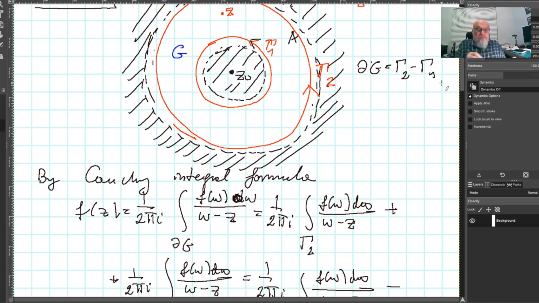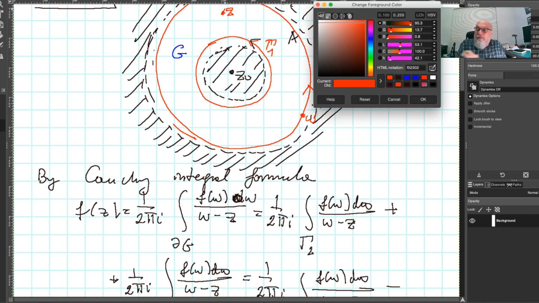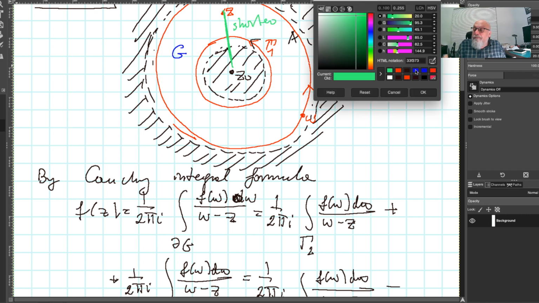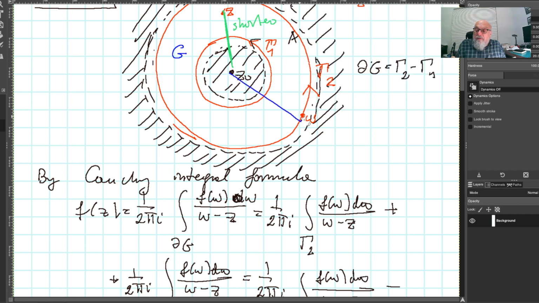Then I look at the picture. Where is gamma 2? Gamma 2 is here, so w belongs here, z belongs here. So we have two distances. One distance is from z0 to that one. So the green one is the short one. This is shorter. And the blue one, which is that one, is longer.